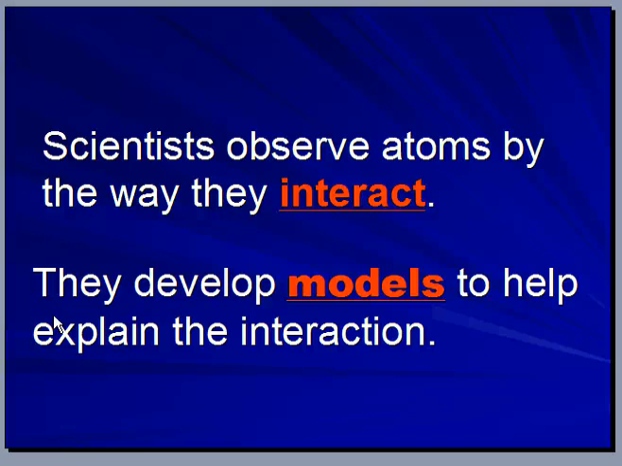And just like I can start to figure out who you are before I even meet you just by the way you interact with others, scientists do the same thing. So they may not observe necessarily one atom interacting with another one atom, but if you put lots and lots of atoms together, you can see those. You take a small piece of aluminum foil. It's just lots and lots and lots and lots of aluminum atoms put together. You can see how they interact with other atoms. And once scientists start figuring out how they interact, they develop models to help explain the interactions.